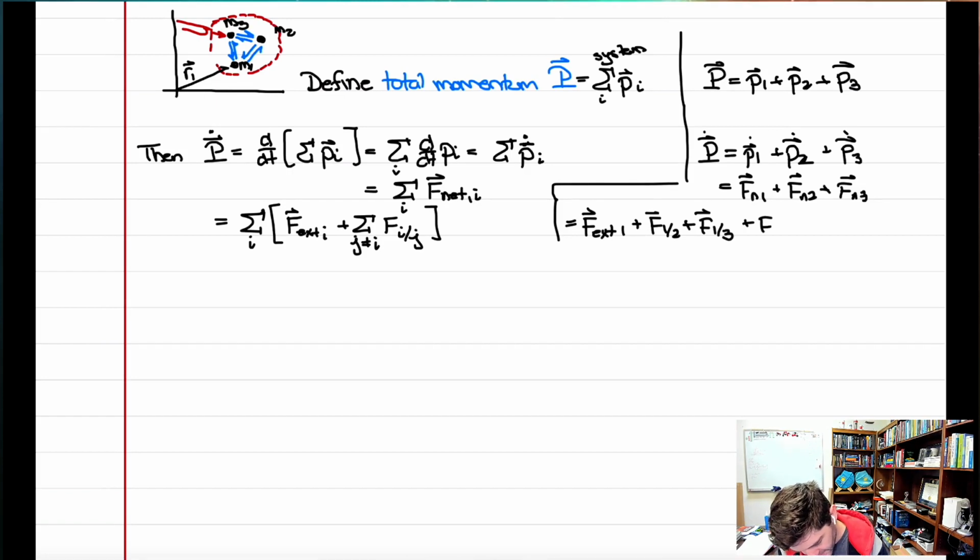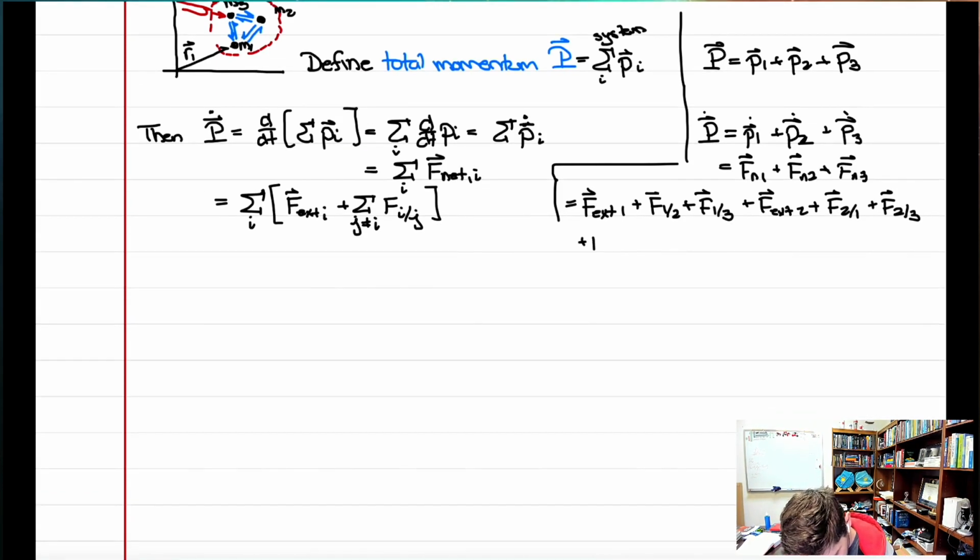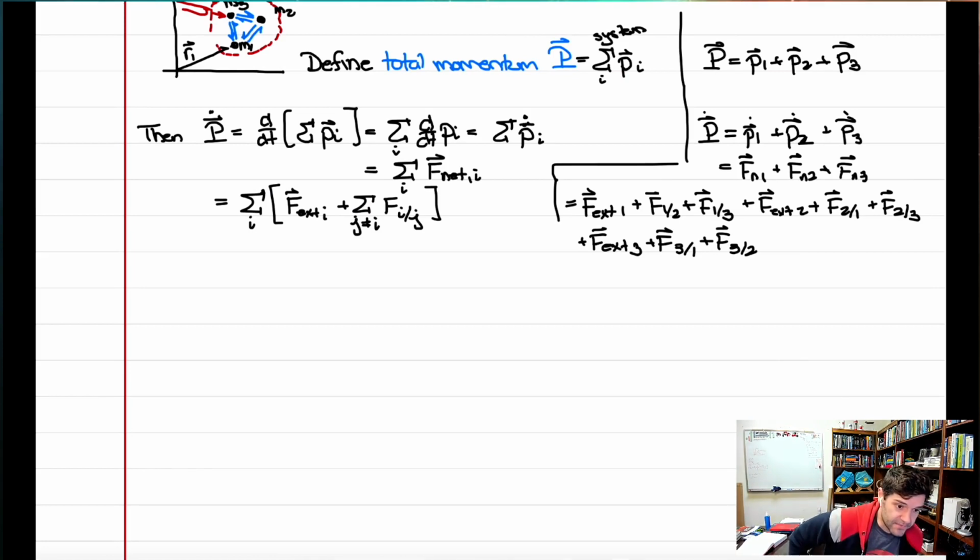Then there's the net external force on particle 2, plus all the forces acting on particle 2. So there's on 2 from 1, plus on 2 from 3. And then the external force on 3, plus the internal interactions on 3 from 1, plus the force on 3 from 2. And that's the sum of all the forces. Again, this ultimately was the sum of all the net forces acting on all the particles.